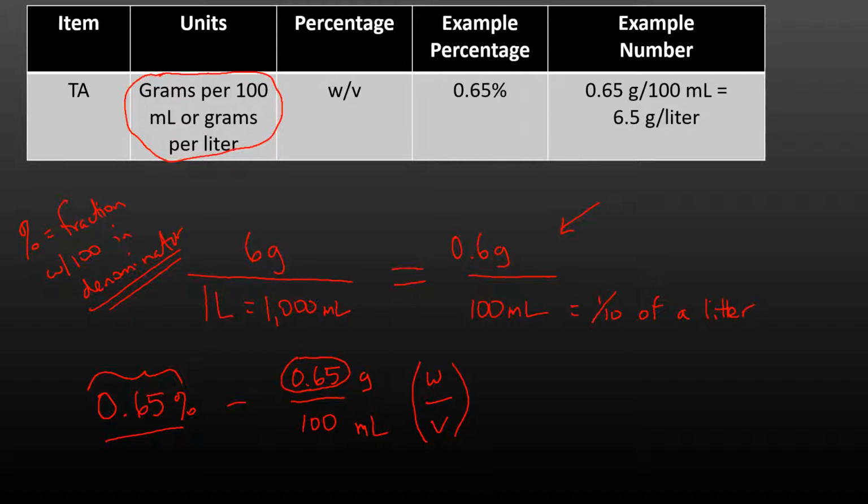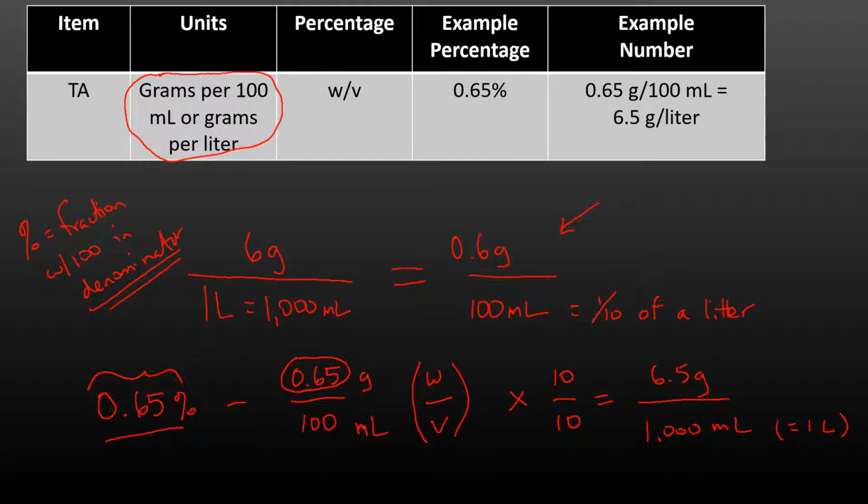What if we happen to be a winemaker who expresses acidity in grams per 1,000 mils instead of 100 mils? Well, then we can just multiply by 10 over 10. And that means we have 6.5 grams per 1,000 milliliters, or 1 liter.